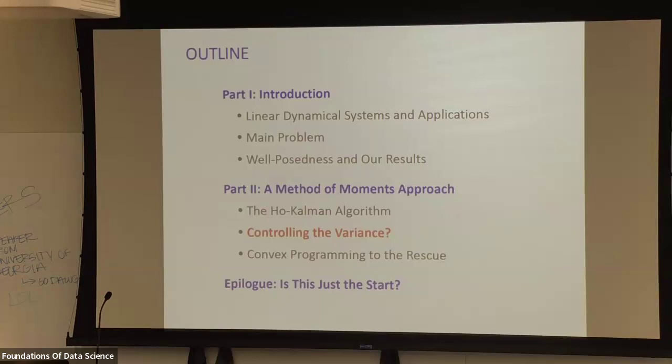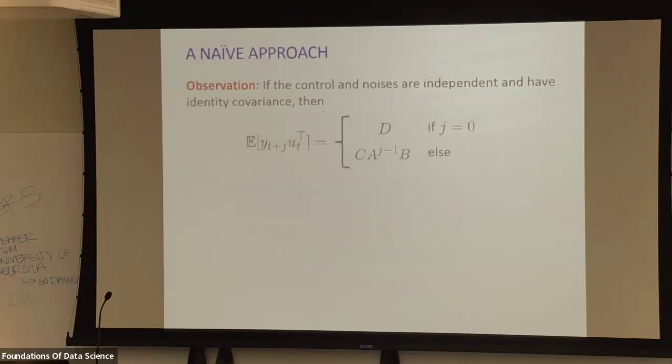So now I'm in the phase of the talk where I have to make good on the promises that I made. The first thing I'm going to do is I'm going to answer Andrew's question. Why are the Markov parameters the input-output behavior? Because they satisfy this condition.